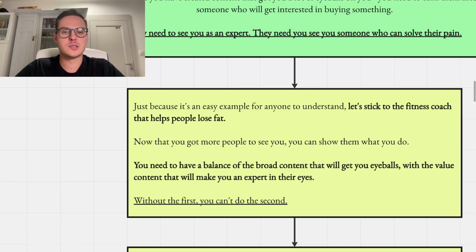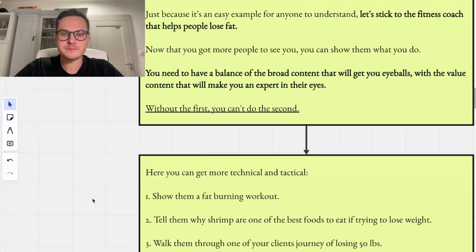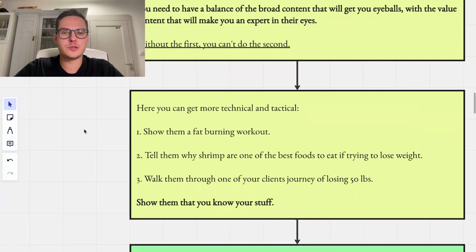So you need to have a balance of the broad content that will get you eyeballs with the value content that will make you an expert in their eyes. Without the first, you cannot have the second. So in this stage, you can get more technical and tactical.